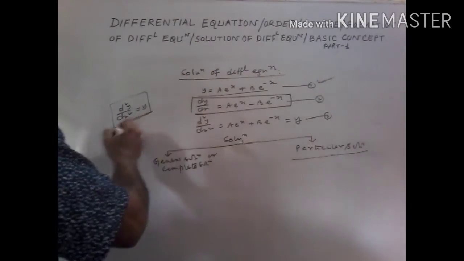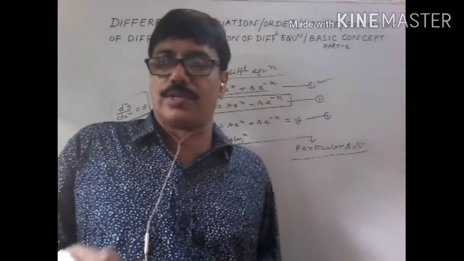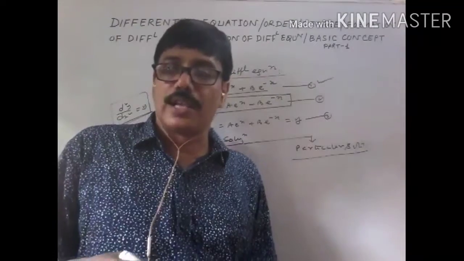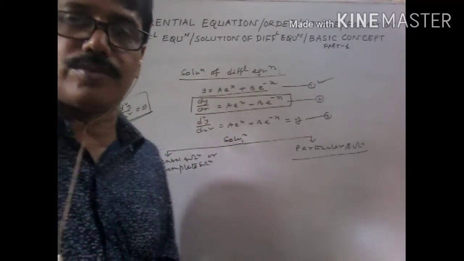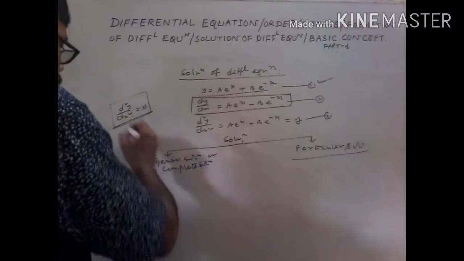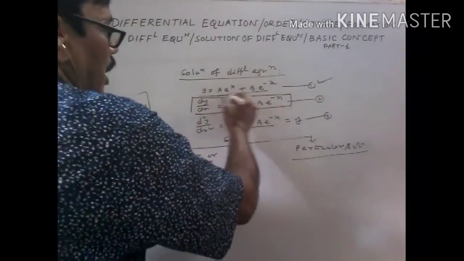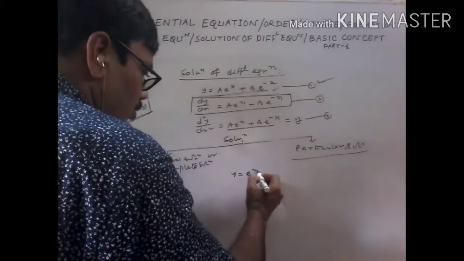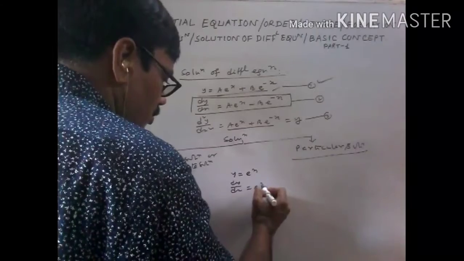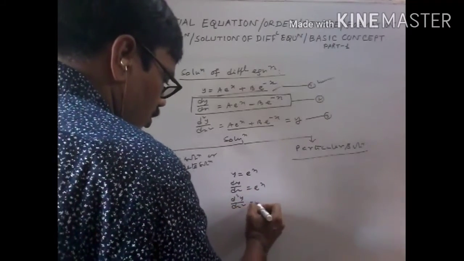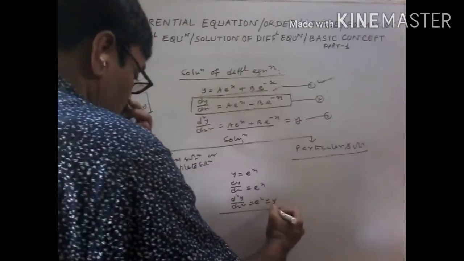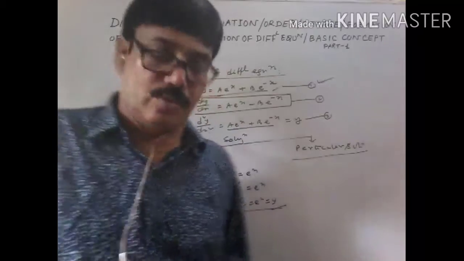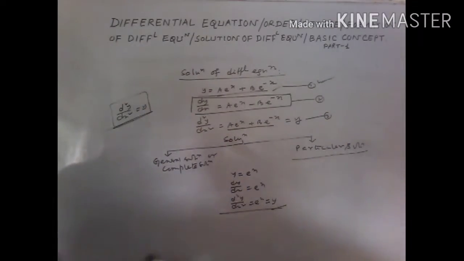So what is the general solution? A solution of a differential equation is said to be general if it contains as many arbitrary constants as the order of the differential equation. So look, the order is 2, so 2 constants a and b. So this is the complete solution. Now y equals e to the power x. So dy/dx equals e to the power x, d2y/dx2 equals e to the power x equals y. So e to the power x is also a solution of the equation, but it is not the general solution.